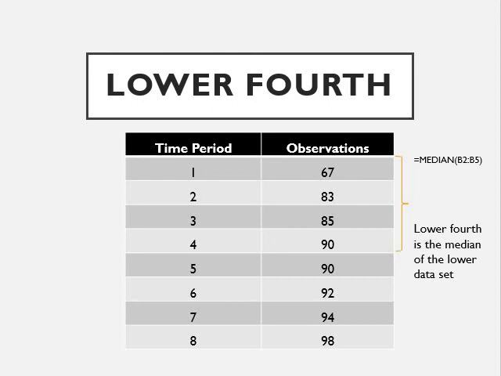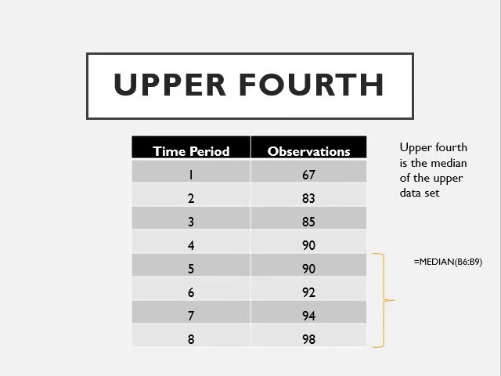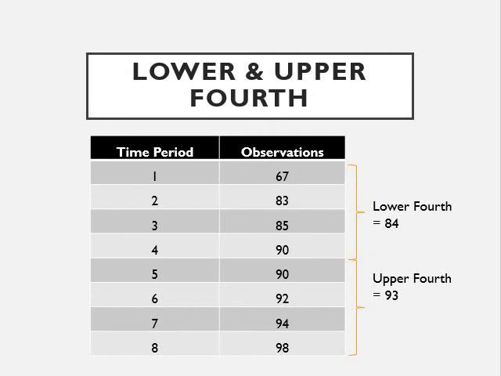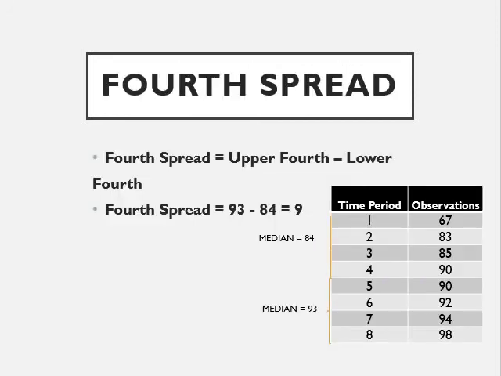Now that we know the upper and the lower half, we can calculate our lower and upper fourth. Our lower fourth is simply the median of the lower data set, while our upper fourth is the median of the upper data set. And as you can see, our lower fourth in this case is 84, and our upper fourth in this case is 93. Now that we have those numbers, we'll go ahead and calculate our fourth spread, which is simply the upper fourth minus the lower fourth, and in this case is 93 minus 84, which gives us 9.